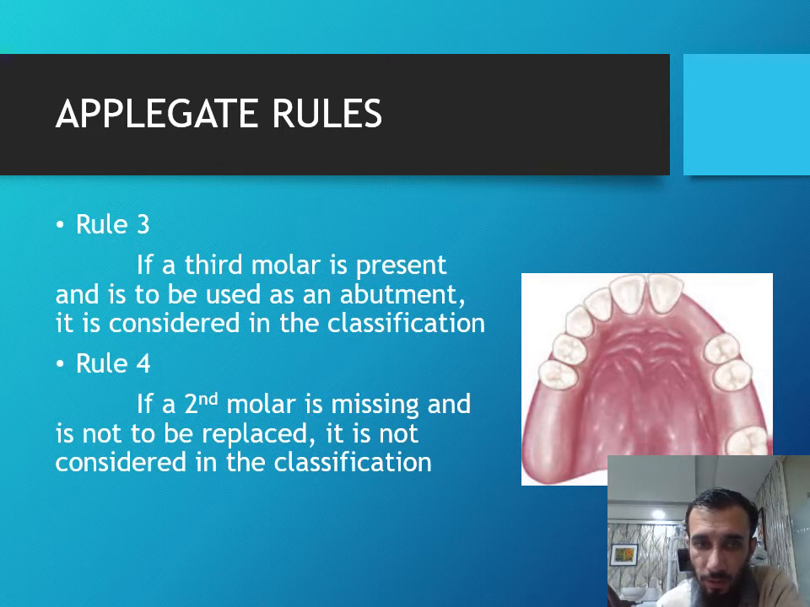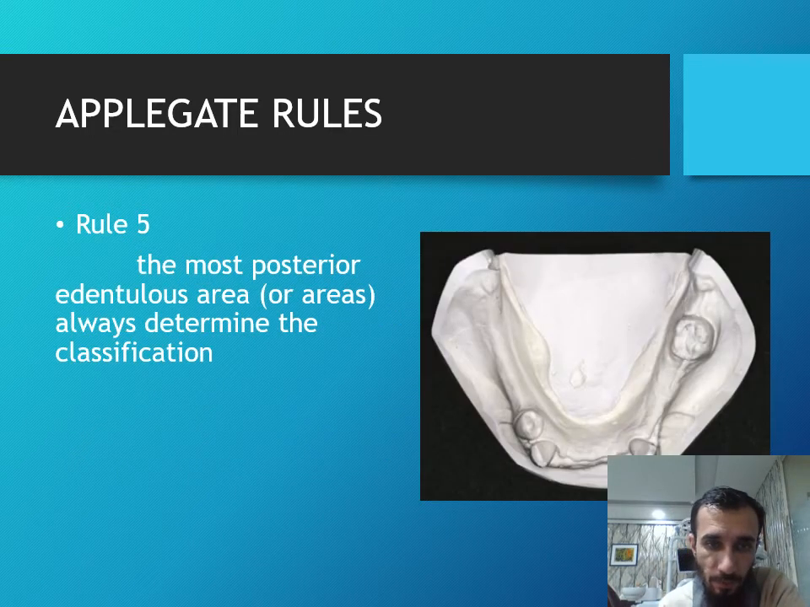And the same goes for the second molar as per rule number 4. If the second molar is missing, the same rule applies, and if it's not to be replaced, then you won't consider it in the classification.